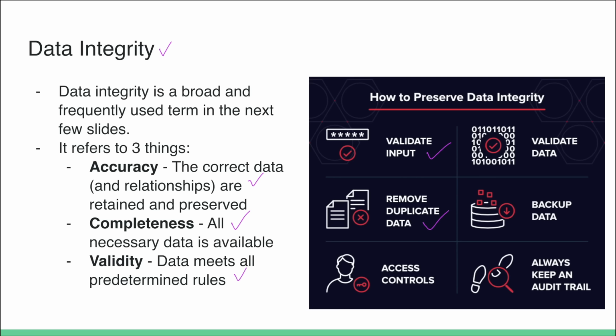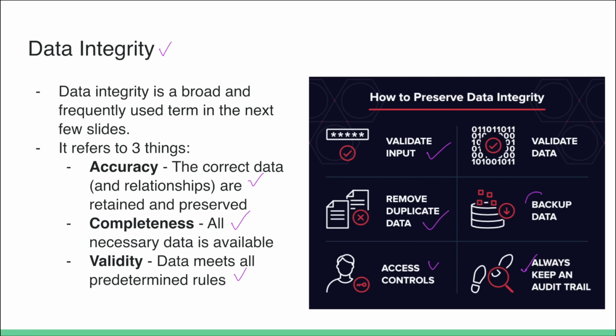Duplicate data is not really what we mean when we're talking about completeness, because we just don't really need it. Access controls are necessary for preserving data integrity, because if someone you don't want is accessing the database, they might violate the accuracy, completeness, or validity of the data. And audit trails also help in that, so we can see who's changing what.